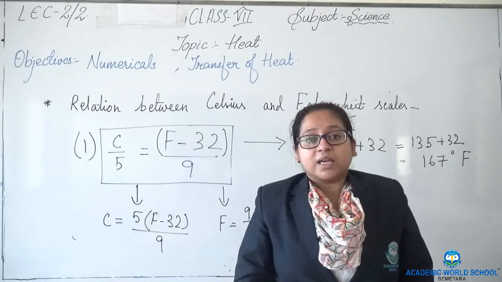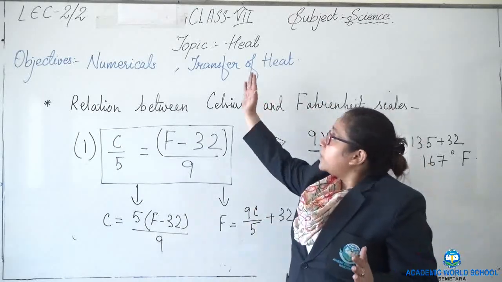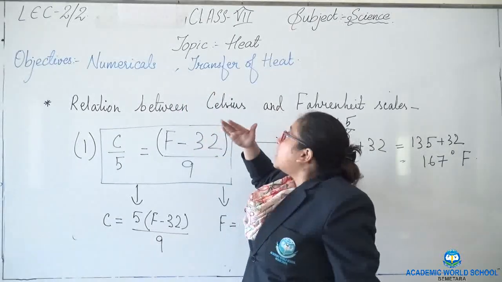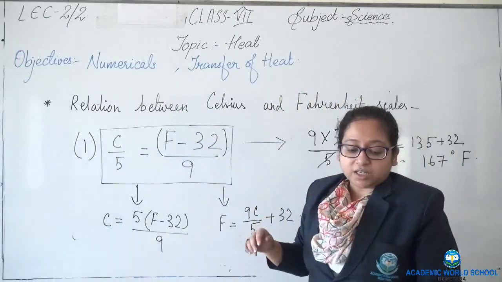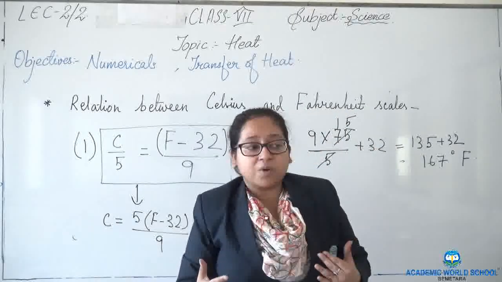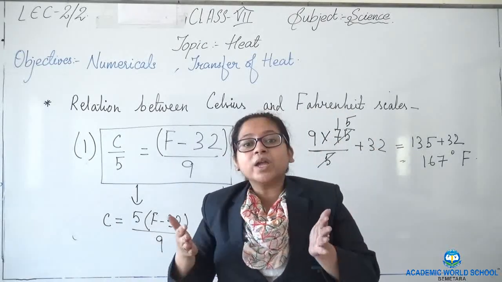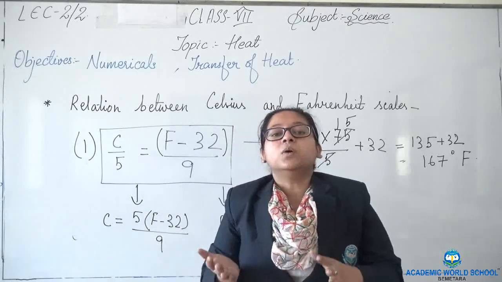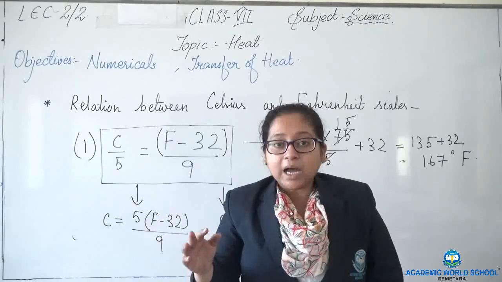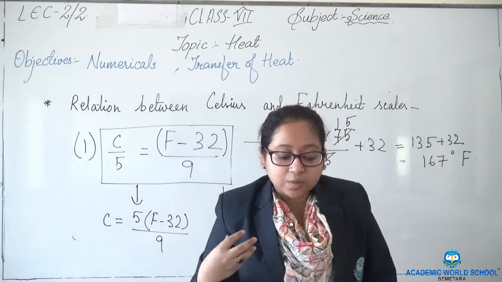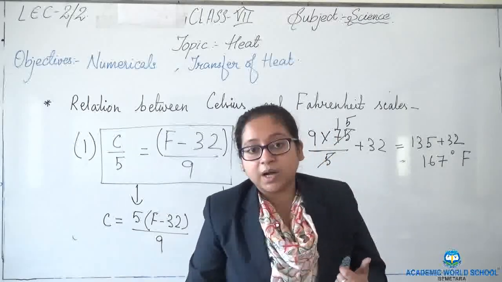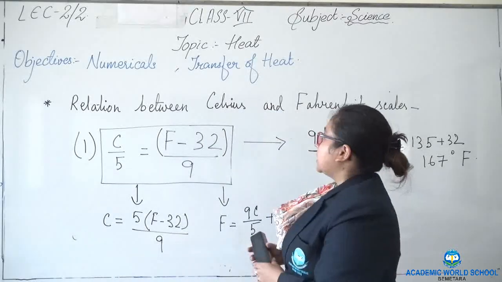Now with this we come to an end to our first objective, that is numericals. Now second is transfer of heat. We will see transfer of heat. As we know that heat is a form of energy, so it is flowing from one body to another. So heat gets transferred from one object to another. Now what are the steps or the processes or the modes by which heat gets transferred from one body to another? We will see that.